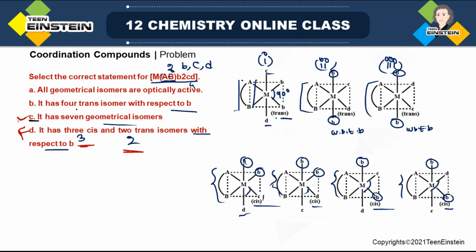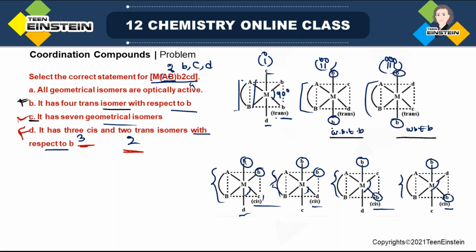Okay, first let's see the second one. It has four trans isomers with respect to B. But there are only two trans isomers with respect to B. It is not four. So this is also false. And all geometrical isomers are optically active. This is also not correct, because in some cases you can find that a symmetry plane is present, and in some cases you will find that a symmetry plane is not present.